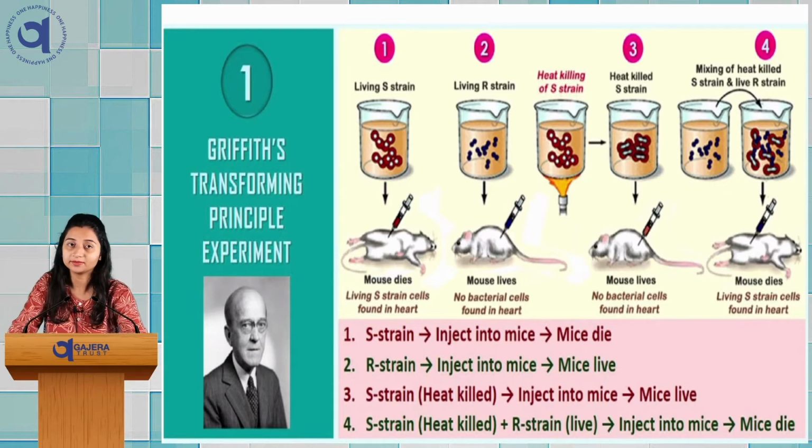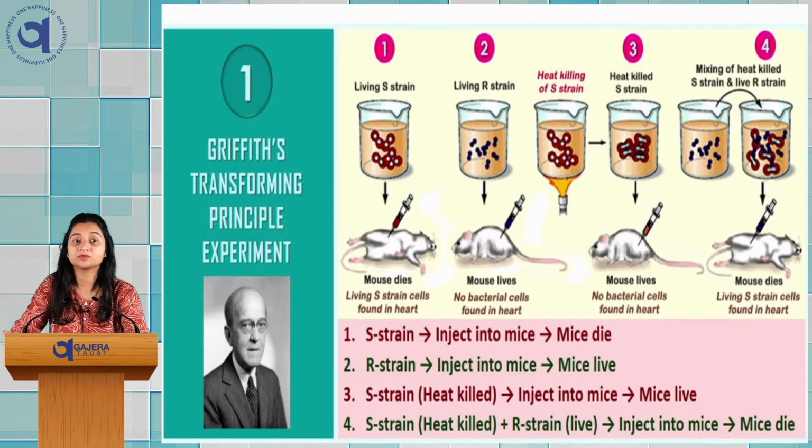Later, he thought of killing the S strain. As we are aware, by giving a heat shock, bacteria usually die, and he performed the same thing. He took the inoculum of this S strain and killed it, and later he infected the mice with the same heat-killed S strain, and the result was as expected.